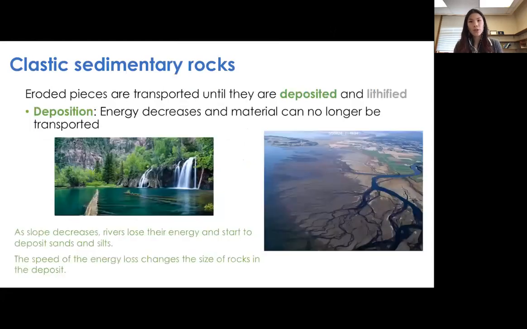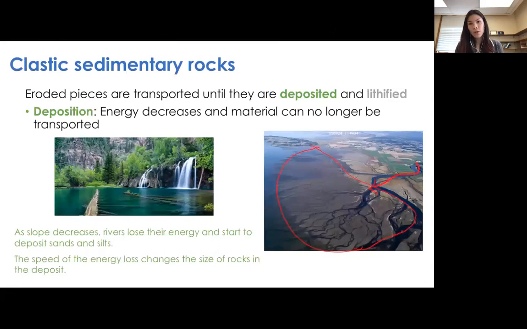After these materials are transported, they eventually get deposited and then lithified. So deposition occurs when that energy decreases and the material can no longer be transported. So for example, as rivers come out of the actual rivers and meet oceans, as this example shows on the right here, the flatter slope of the ocean causes the energy to decrease within that system. Without that energy, particles can no longer be transported. There's nothing to do the work. And so these particles are deposited right at the base where the river meets the ocean. And so this is how we get the formation of bodies like deltas.